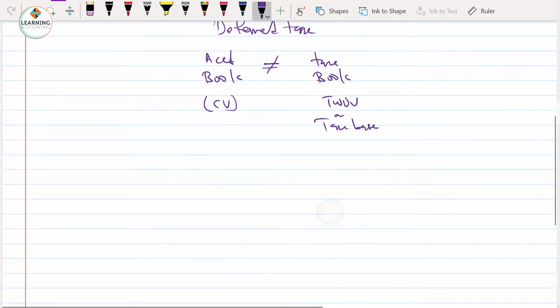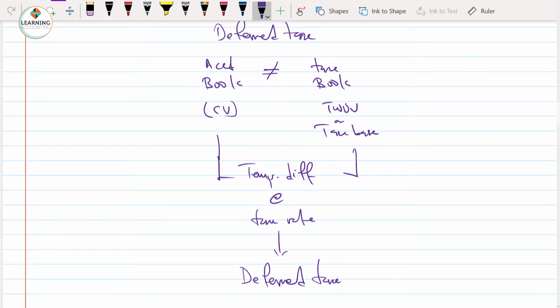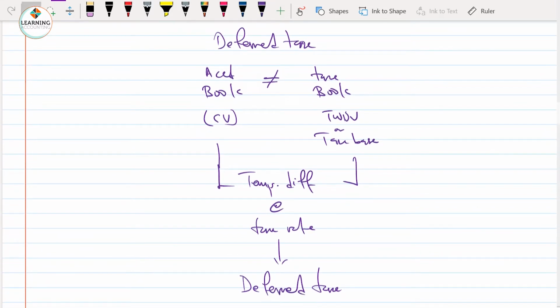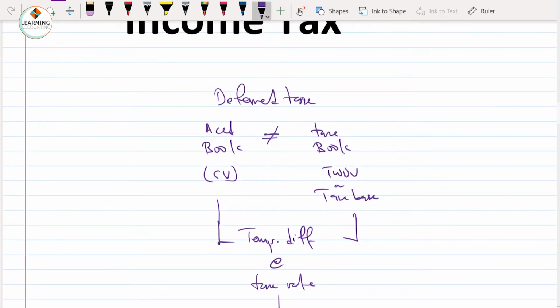Now the difference between the accountant book and the tax book gives us something we call the temporary difference. I'm abbreviating the information here; it's basically the timing difference. And by the time we consider the application of a tax rate on this difference, it gives us a deferred tax. Okay, so deferred tax basically comes as a result of these that we have summarized. Now, deferred tax, of course, is applicable to assets and liabilities.